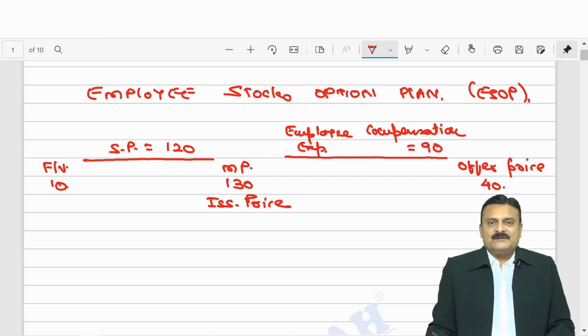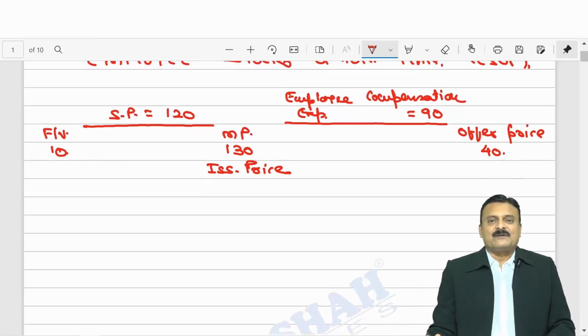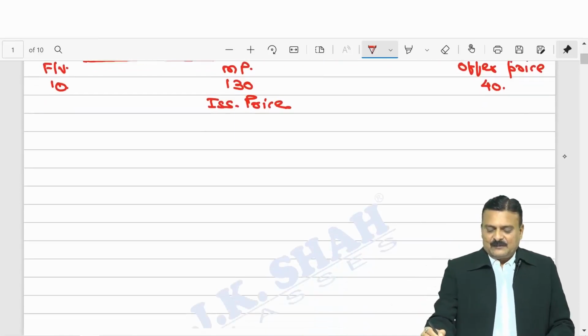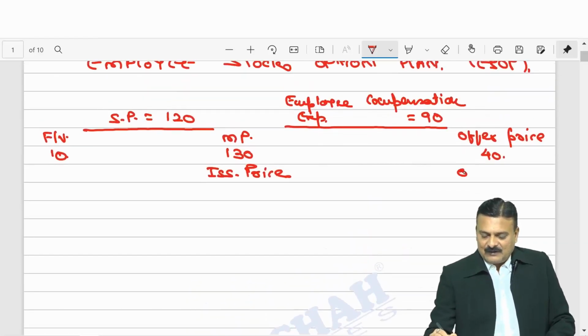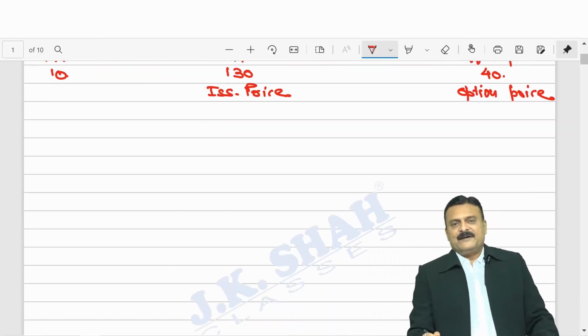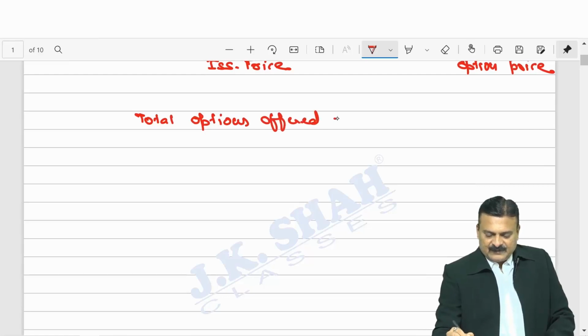So issue price and face value difference is securities premium. Issue price and offer price difference is employee compensation expense. Just try to understand some technical terms. Suppose your company offers 1000 shares, 1000 options. This offer price is also called option price. So I can write here: total options offered is 1000.